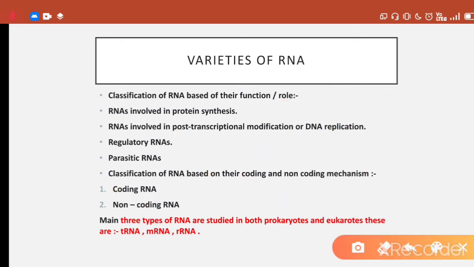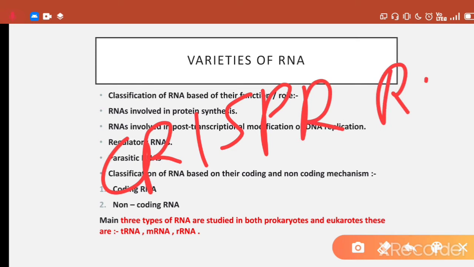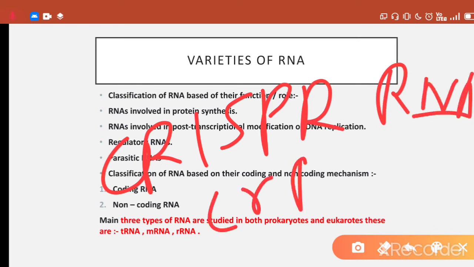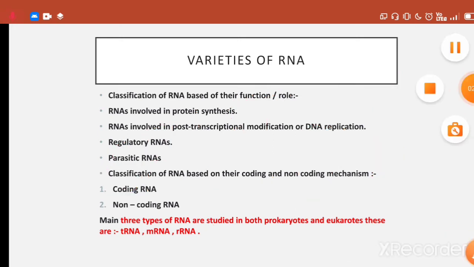Another example here is CRISPR RNA, or we call them crRNA. They provide resistance to parasites by targeting the DNA of that parasite. It could be a virus, so they target the DNA or genome of the parasite that enters the host organism. It is present in bacteria and archaea.